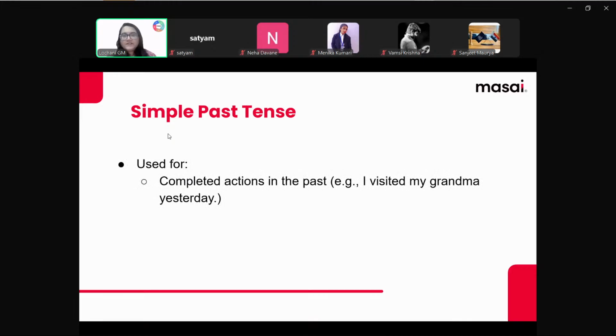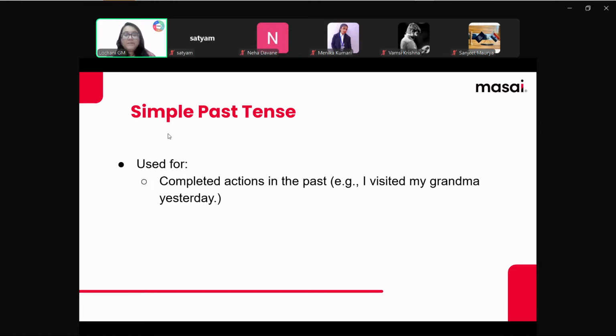Now, simple past tense is used for completed actions. So let us say if an action got done, it got completed, even if it was a second ago, or even if it was years ago, or decades ago, or centuries ago, if an action got done, we use the simple past tense to talk about it. For example, I visited my grandma yesterday, or I finished my lunch just a few minutes ago, or I studied in XYZ school in the year 2015. So whenever you want to talk about a completed action, there you use the simple past tense.